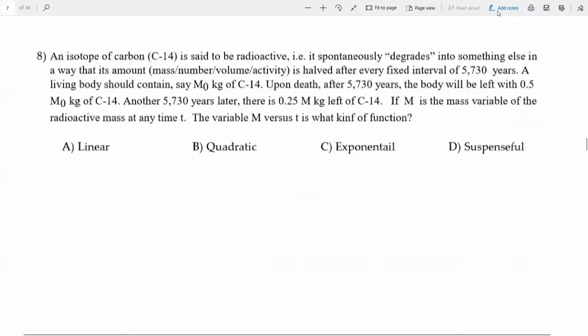Now, number 8, we got an isotope of carbon. Carbon-14 is said to be radioactive. It spontaneously degrades into something else in a way that its amount or mass is halved every fixed interval of 5,730 years. A living body should contain, say, m sub 0 kilograms of C14. Upon death, after 5,730 years, the body will be left with half of that. Another 5,730 years later, there will be 0.25 M0 left of C14.